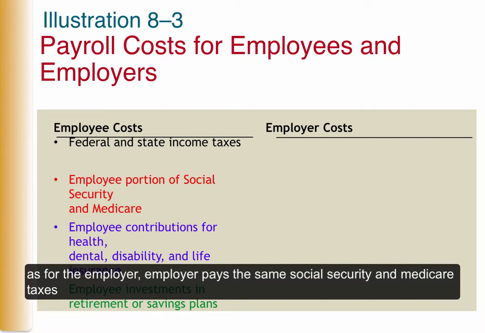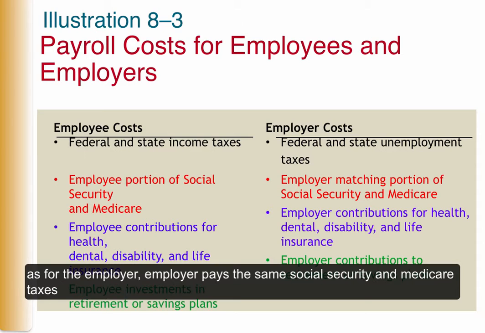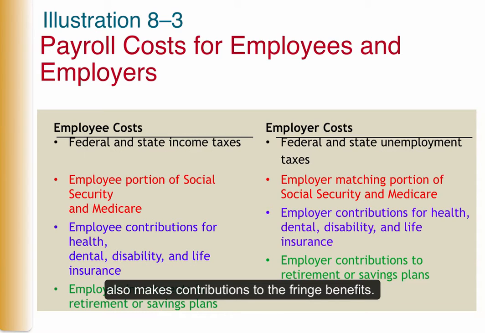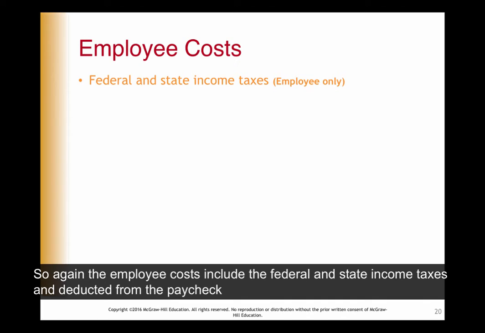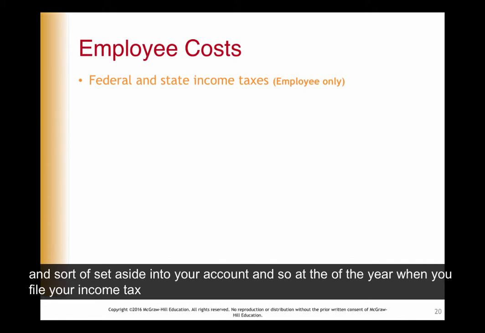As for the employer, it pays the same Social Security and Medicare taxes and also makes contributions to the fringe benefits. The only cost that's unique to the employer is the federal and state unemployment taxes. So again, the employee costs include the federal and state income taxes, and these are deductions taken from the paycheck and set aside into your account.